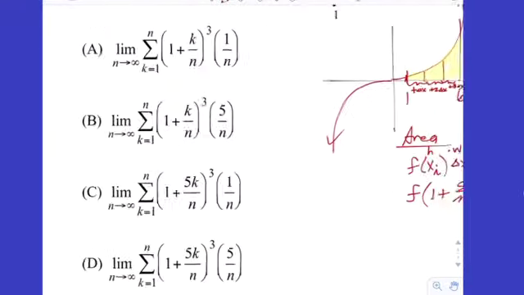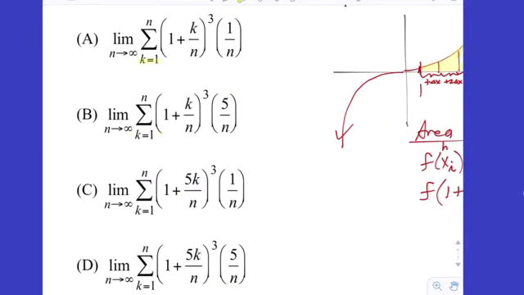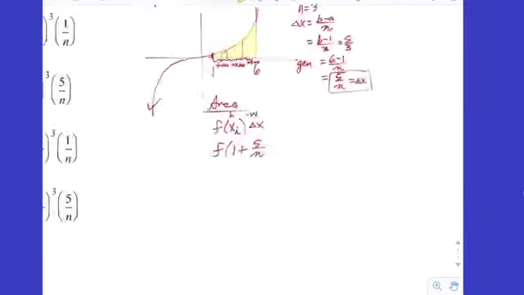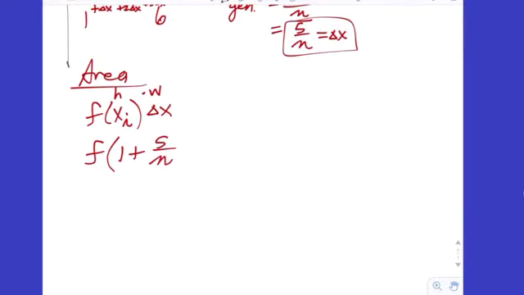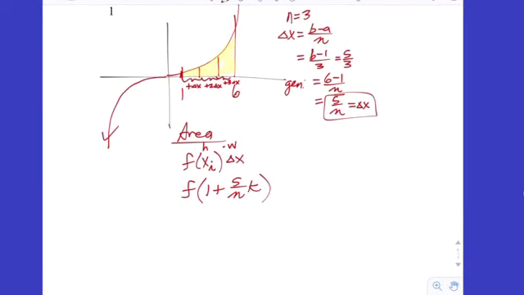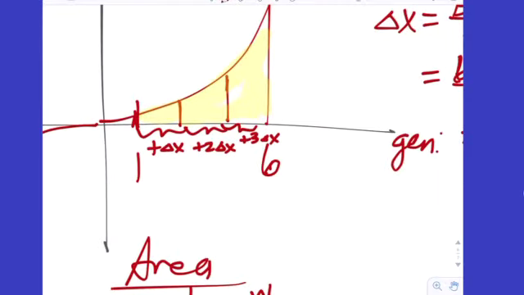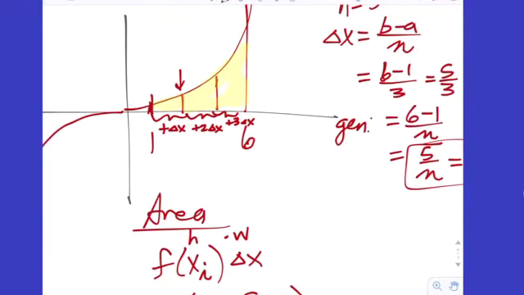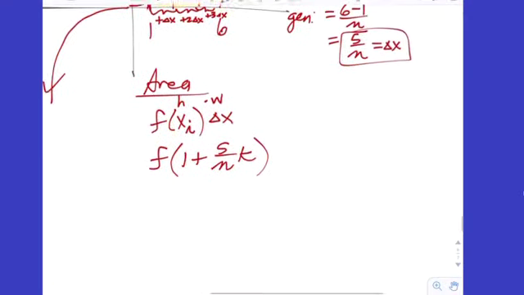And notice, if you look at all your answer choices, this is the sigma. They use k as the variable. K is just a counter. 1, 2, 3, 4, 5. So if I want to get multiples of 5 over n, that's just 5 over n times k. So when k is 0, I'm at the left endpoint. When k is equal to 1, I'm at the next stopping value right here. When k is 2, I'm 2 delta x's away, so on and so forth.